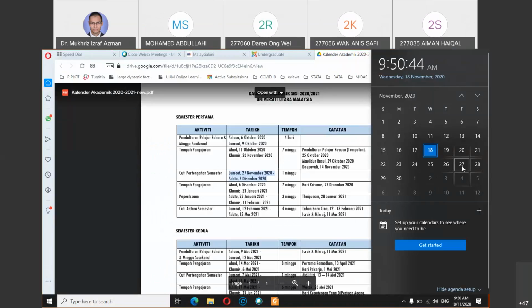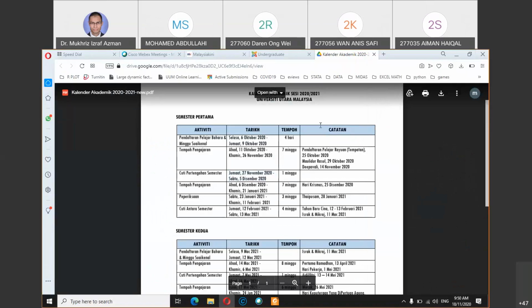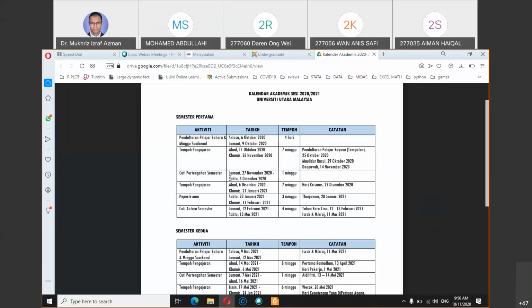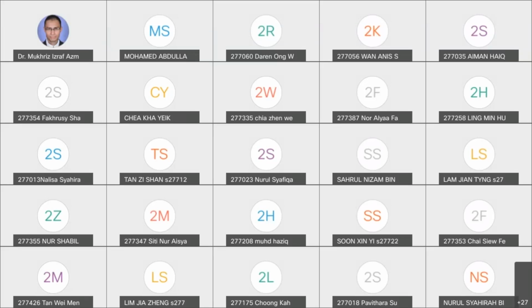The 27th of November will be next week. So when you submit your third assignment, the following week will be your mid-semester break. Never mind, you have 1 week break after you submit the third assignment. Then we will continue our lecture the following week after the mid-semester break, on the 6th of December. I'll see you next Sunday.